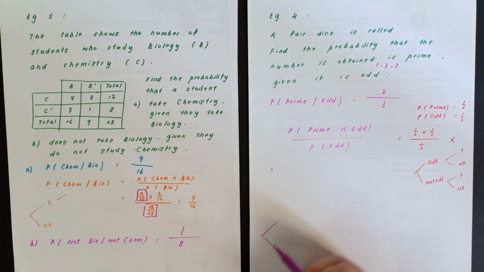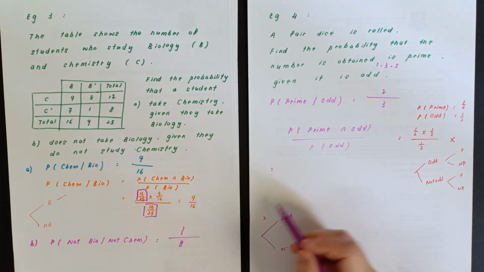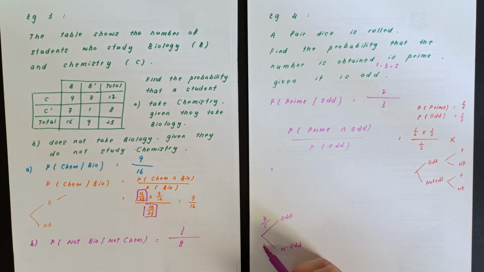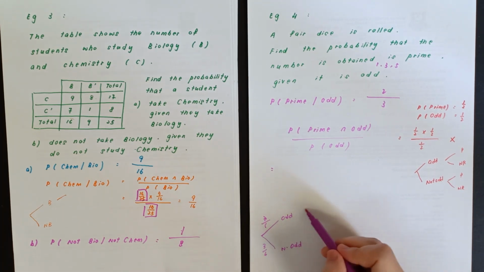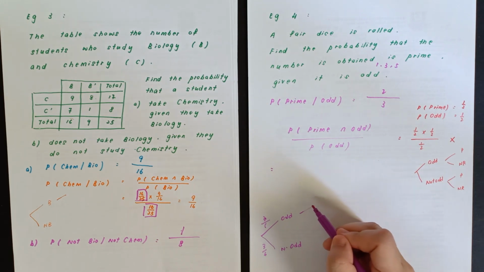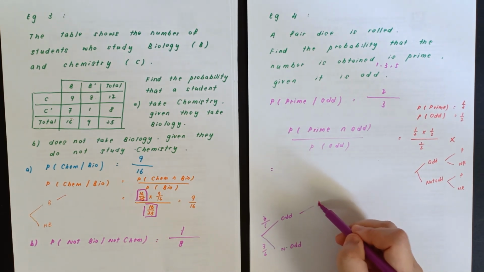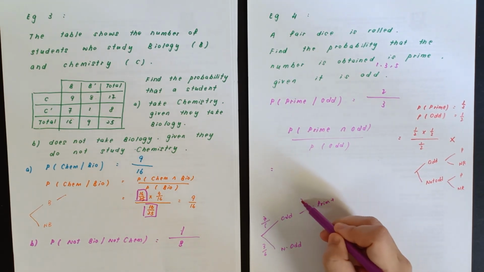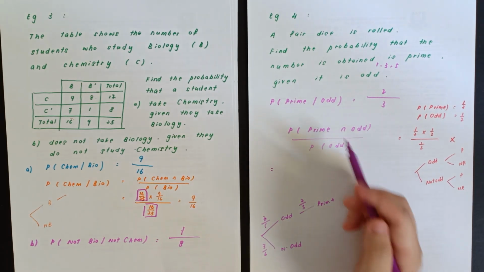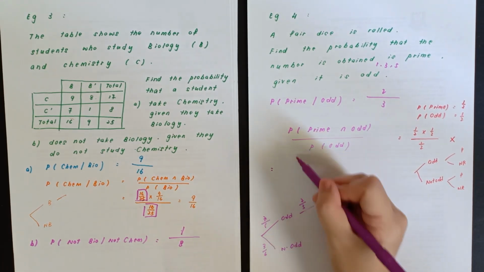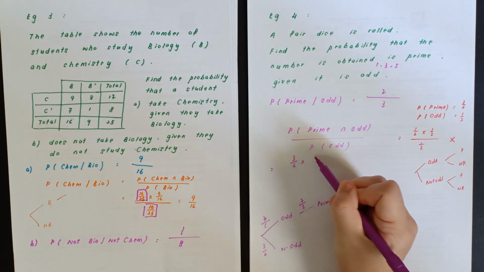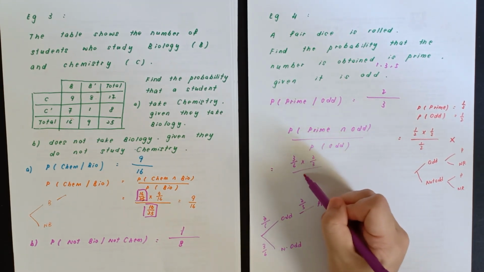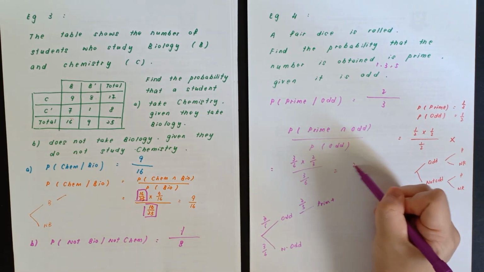So what is the correct way of doing this? If you already know that you are getting an odd, then it will be, let's do the full numbers, 3 over 6, 3 over 6. Since you get an odd number, your total becomes 3 already, right? So for you to get a prime number, it will be 2 out of 3. So this is how you get 3 over 6 times 2 over 3 divided by the odd number, which is exactly 3 over 6, which gives you the same thing.